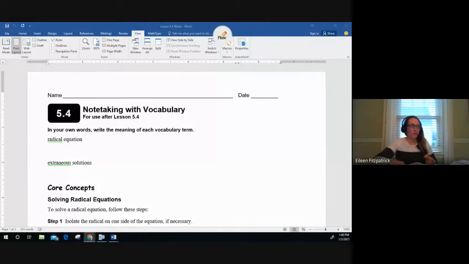Okay, so far in this chapter, we've worked with radical expressions and expressions with rational exponents, as fractional exponents. Now we're going to continue to work with radicals, but we're going to look at some radical equations, okay?